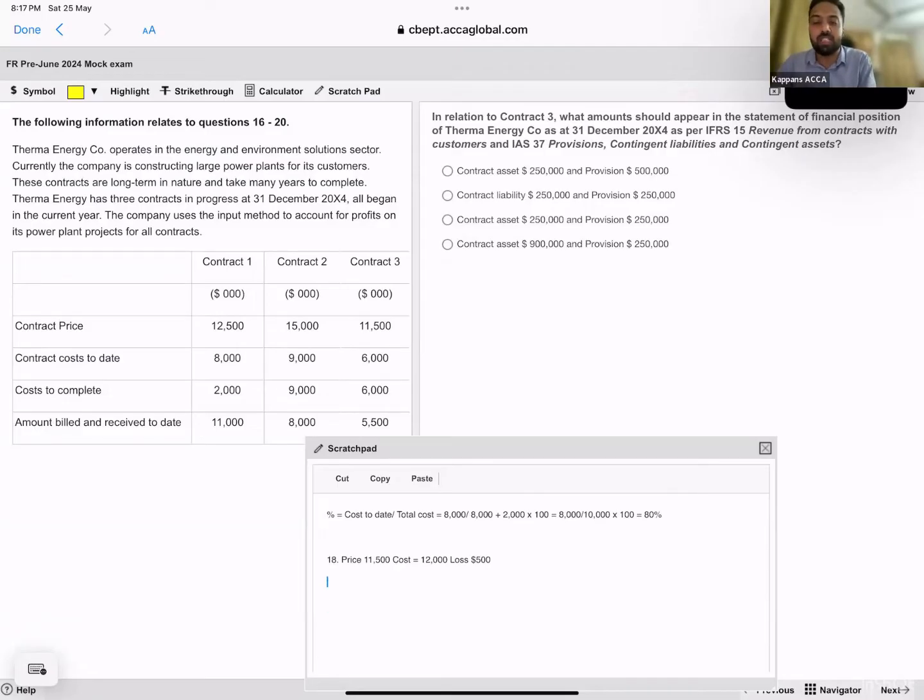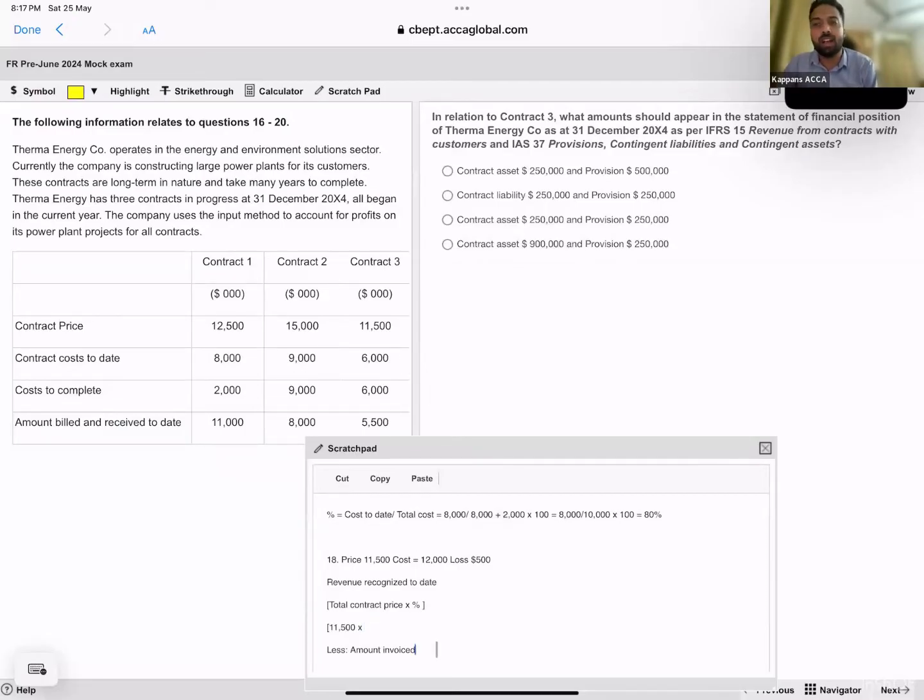So contract asset is revenue recognized to date less amount invoiced. How will you calculate revenue recognized to date? That is total contract price multiplied by percentage of completion. So how much is the total contract price? 11,500 multiplied by percentage of completion.